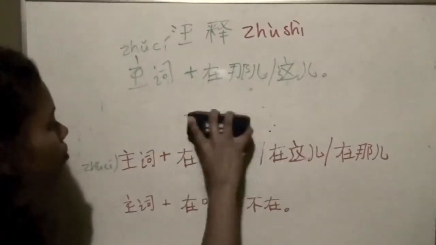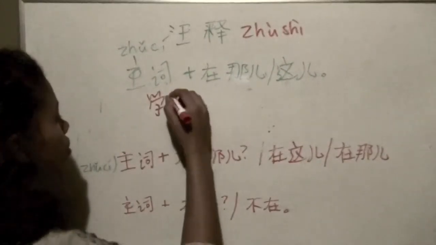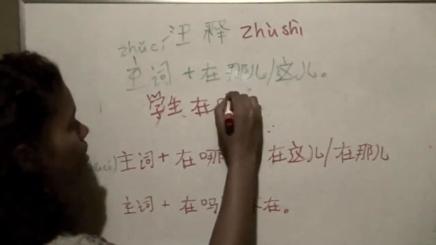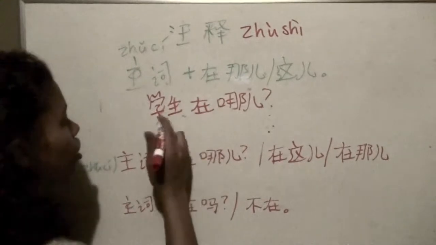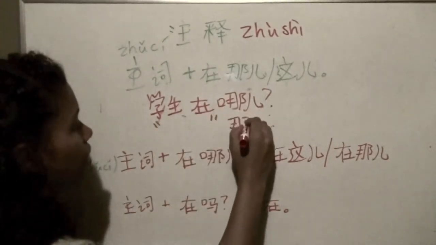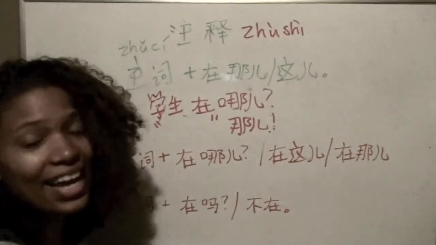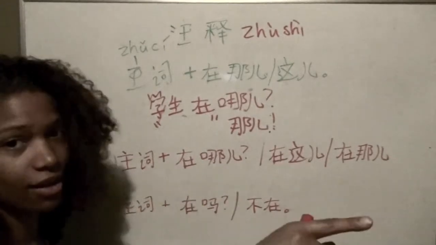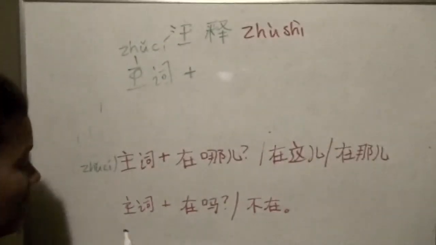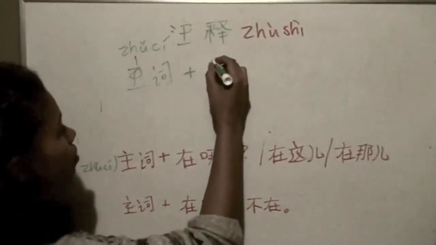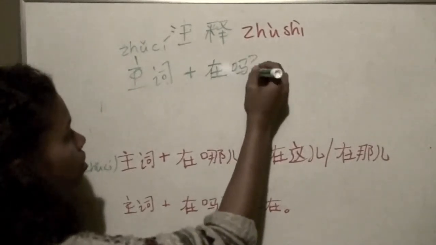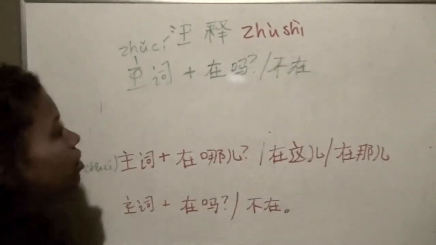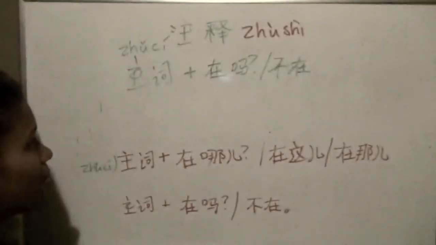Okay, another one. 学生在哪儿? 学生在那儿。 学生在哪儿? 学生在那儿。 Or 学生在这儿. Right? Here, 在这儿. There, 在那儿. Asking if somebody is there and telling them that they are not. Sorry, my handwriting is sloppy.